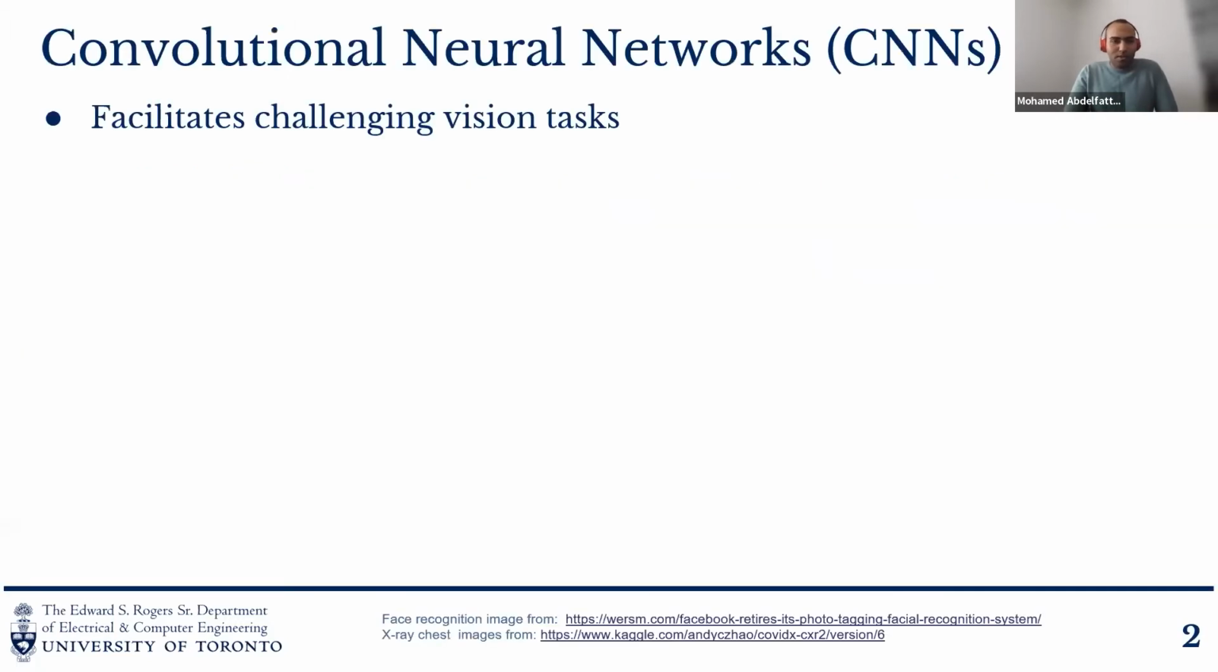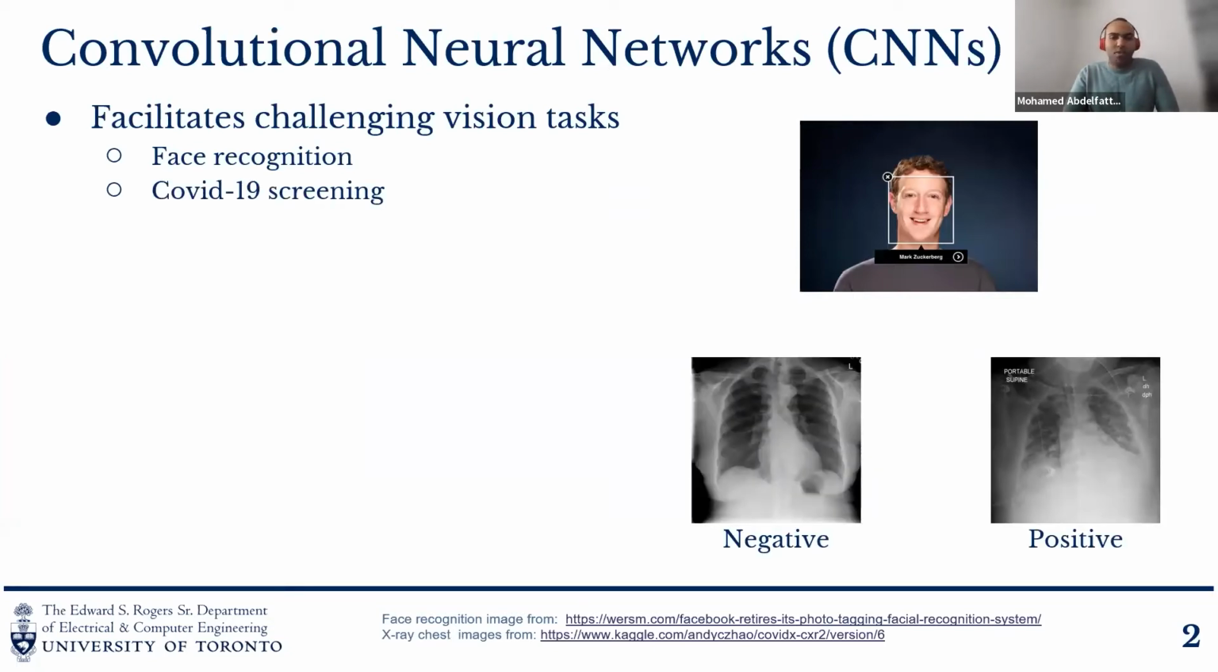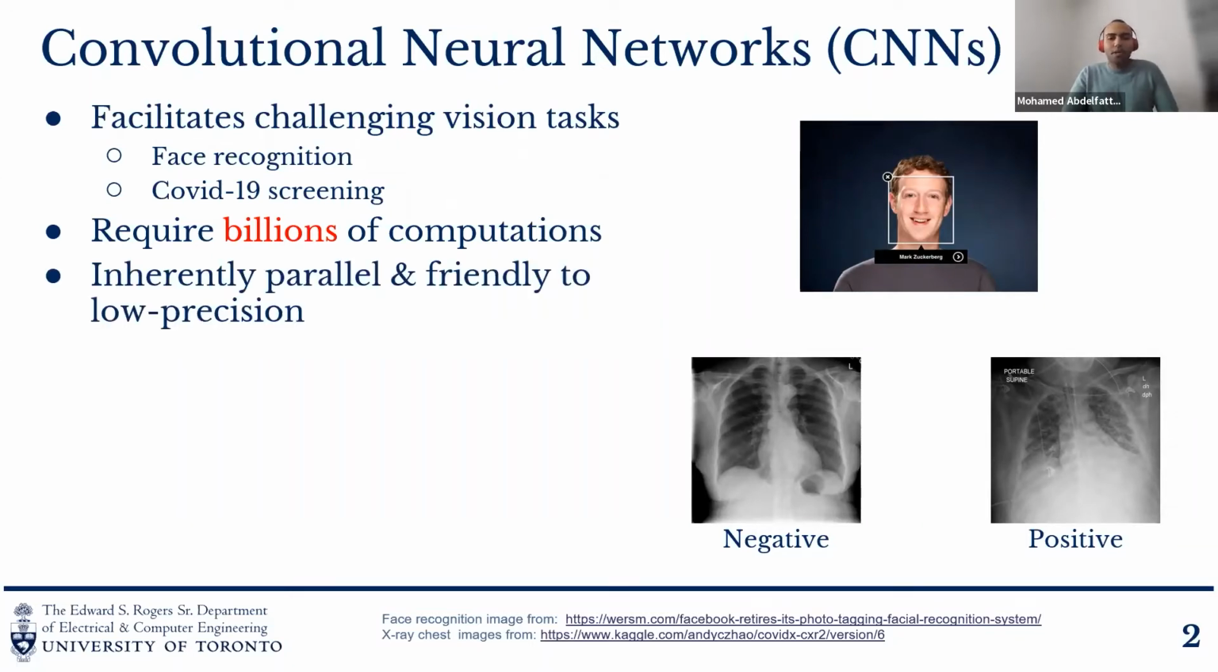So let me start. Convolutional neural networks, or CNNs, are a class of artificial intelligence that is specialized for vision tasks with numerous applications such as face recognition, and more recently, it has been used for COVID-19 screening. CNNs require billions of computations, which makes it challenging to deploy them on traditional processors. Fortunately, those computations are inherently parallel and often friendly to low operand precision. And this motivates building customized hardware accelerators on several platforms, such as ASIC chips and GPUs, to accelerate those computations.